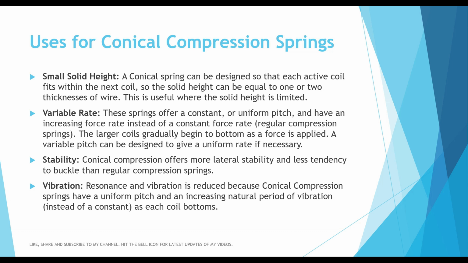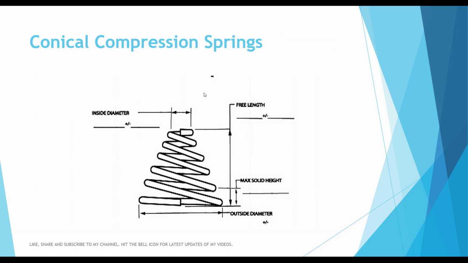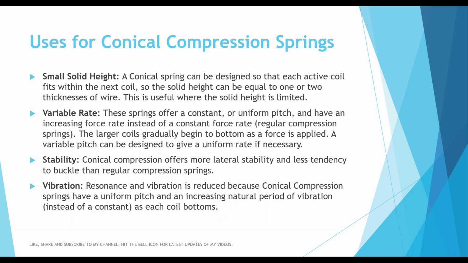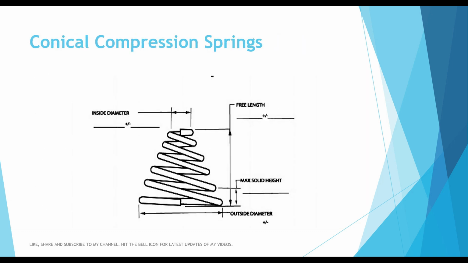The fourth use is that the vibration and resonance in the conical compression spring is much lesser because it has a uniform pitch. Now if you look at this diagram, the distance between these two ends is called the pitch. You can make a conical spring with a uniform pitch or with a variable pitch. Uniform pitch is very easy as compared to variable pitch. These are some uses of conical compression spring.